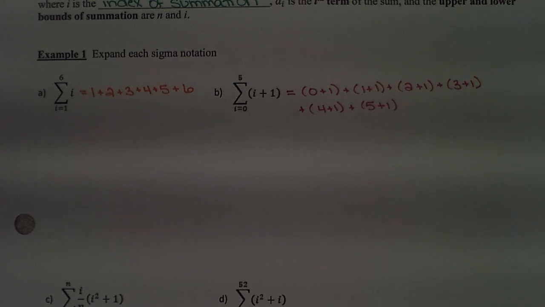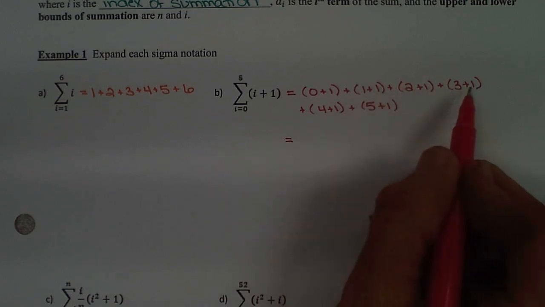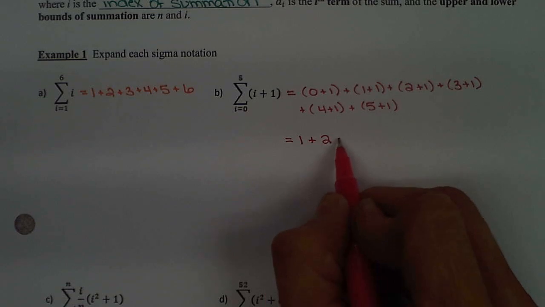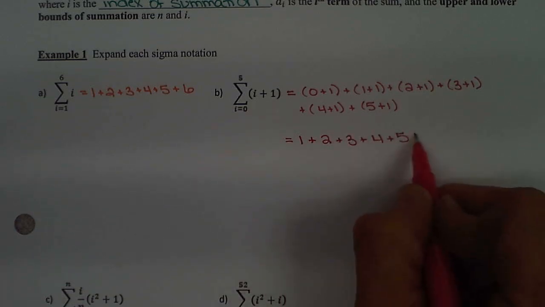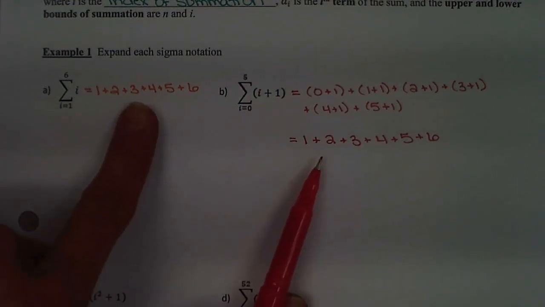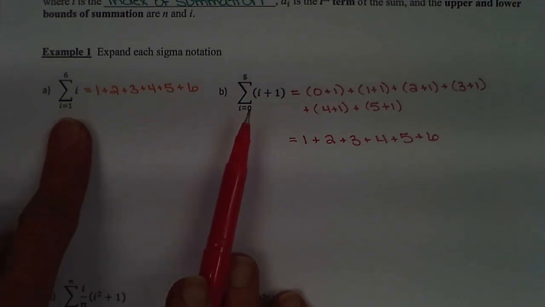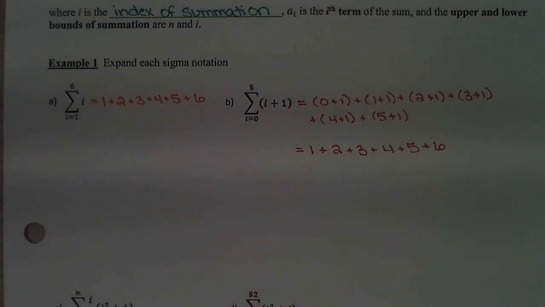All right, now, so each of these, what we can do then is go in and actually simplify inside each one of these parentheses. 0 plus 1 is 1, 1 and 1 is 2, 2 and 1 is 3, 3 and 1 is 4, 4 and 1 is 5, and 5 and 1 is 6. So really what this is showing you is that you can end up with the exact same sum with your summation notation here expressed a little bit differently. Because I ended up starting one lower, by adding one here, I ended up with the exact same thing.